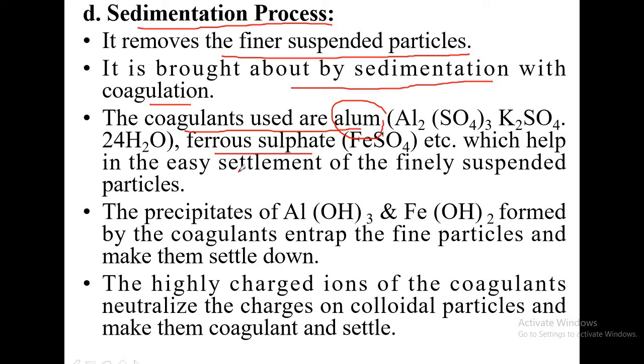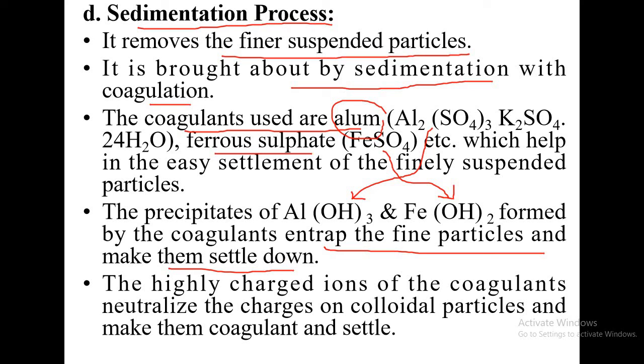What happens when this coagulant is added to sewage water? Aluminium sulfate gets precipitated as aluminium hydroxide, a gelatinous white precipitate. Ferrous sulfate gets precipitated as ferrous hydroxide. All these precipitates are heavier. They entrap finely suspended particles present in sewage and make them settle down.